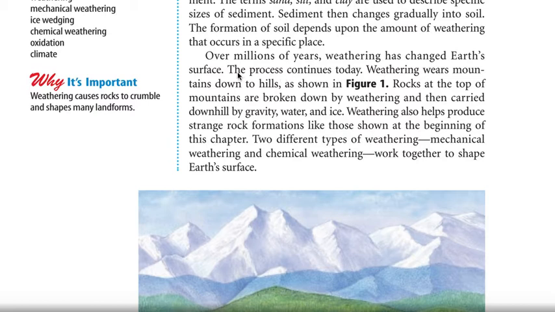The process continues today. Weathering wears mountains down to hills, as shown in Figure 1. Rocks at the top of the mountain are broken down by weathering and helped carried downhill by gravity, water, and ice. Weathering also helps produce strange rock formations like those shown at the beginning of this chapter. Two different types of weathering, mechanical weathering and chemical weathering, work together to shape Earth's surface.